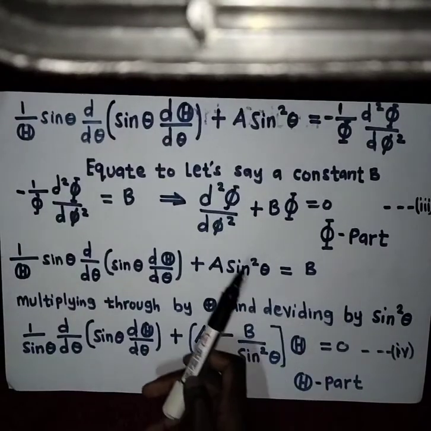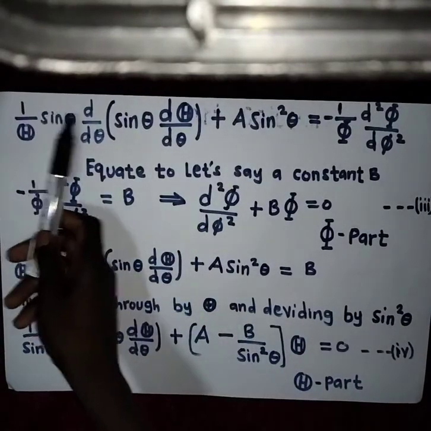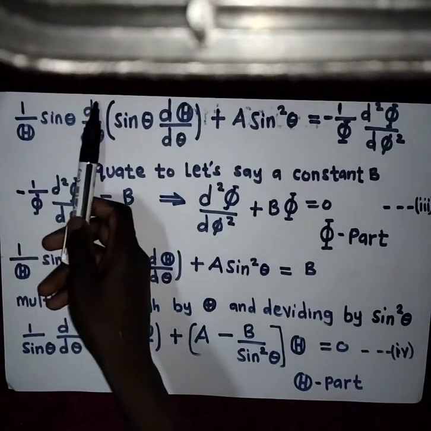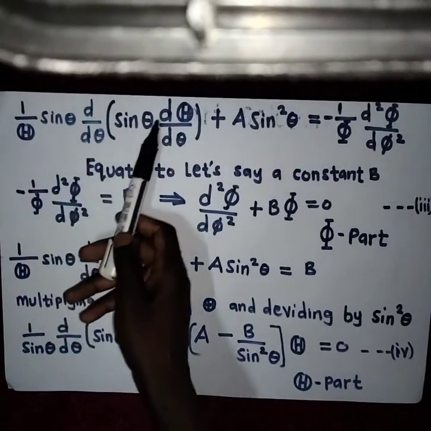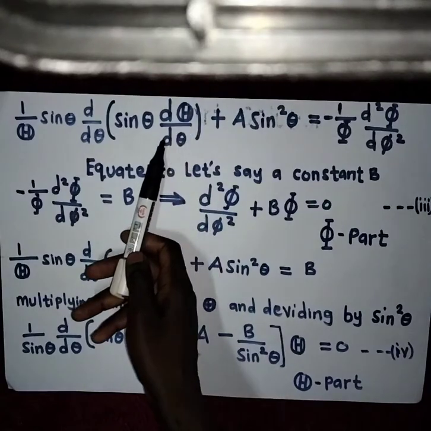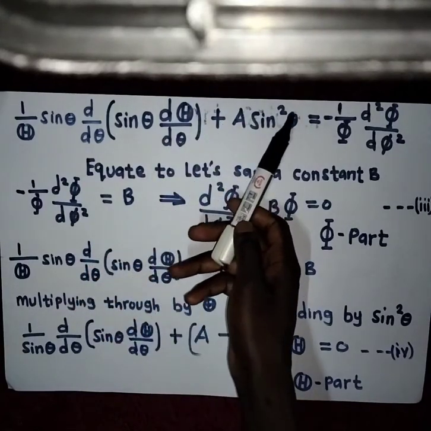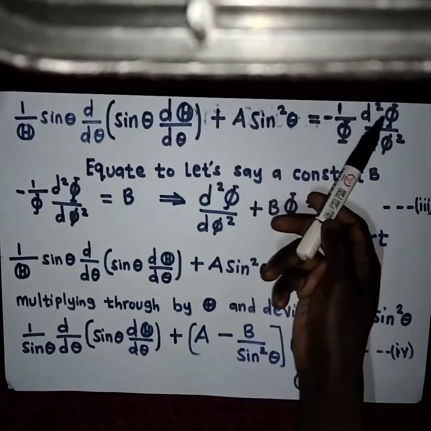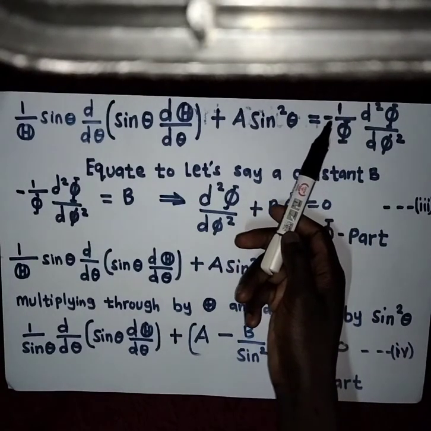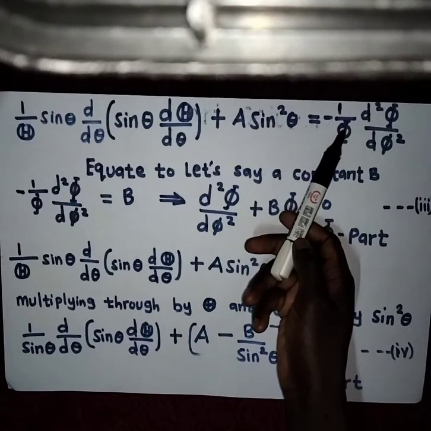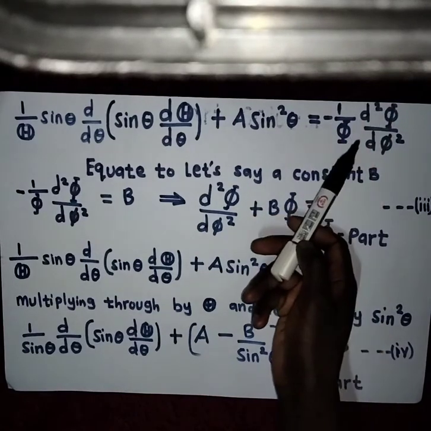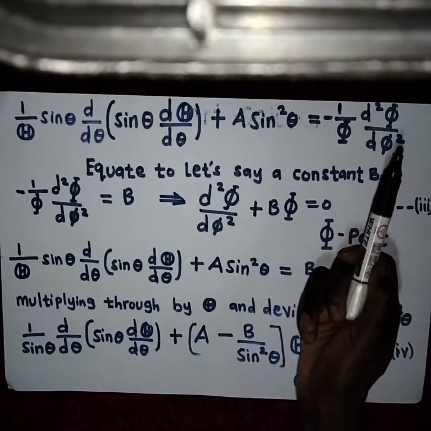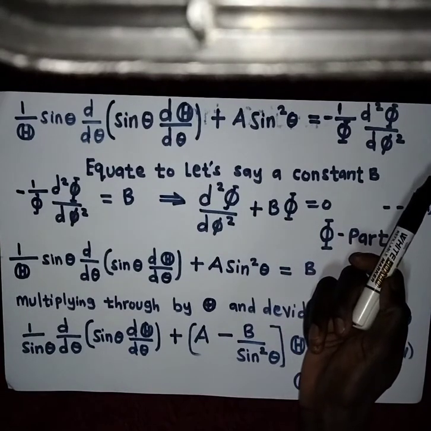So let me have this. I have the ones dependent on theta. That means I'm going to have 1 over Θ sine theta d/dθ of (sine theta dΘ/dθ) plus a sine squared theta being equal to, remember the other one, if I take it to the right hand side, it will now be negative. So I have negative 1 over Φ d²Φ over dφ². The same thing we did when we were coming up with the angular part and the radial part.